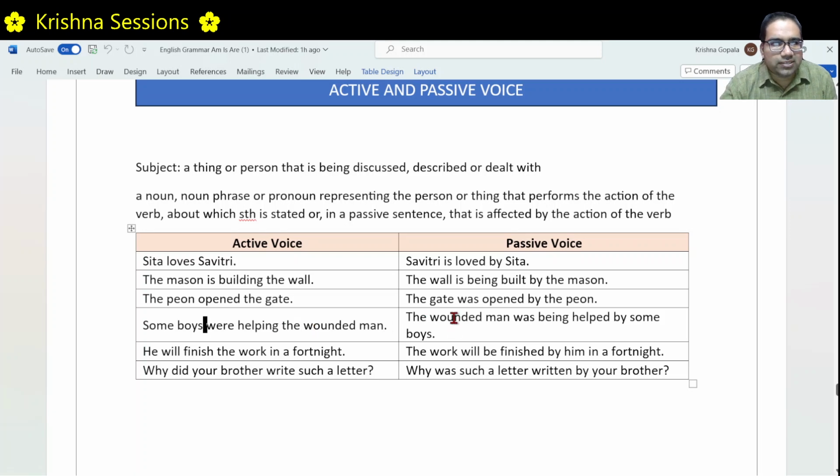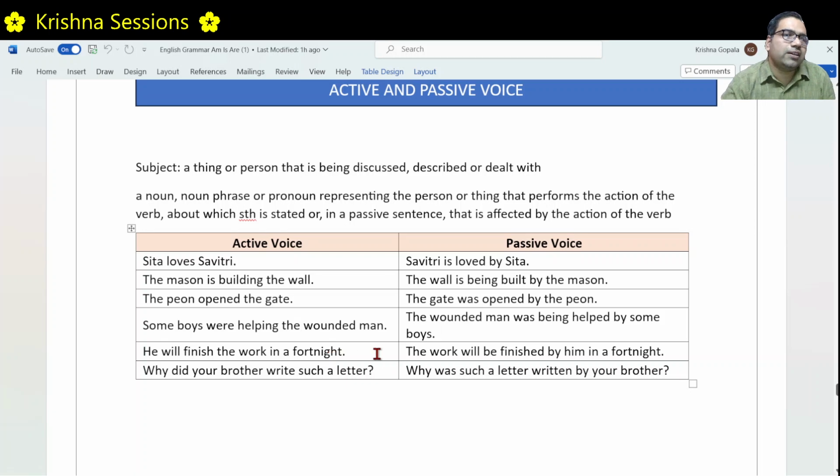In this statement, which is the passive form of the same statement, it is "the wounded man was being helped by some people." In this statement, we are giving importance to the wounded man. For whatever reason, the wounded man is really wounded, or is head of some family, etc. Here, the discussion or the subject is the wounded man, right? And some boys, this is the object.